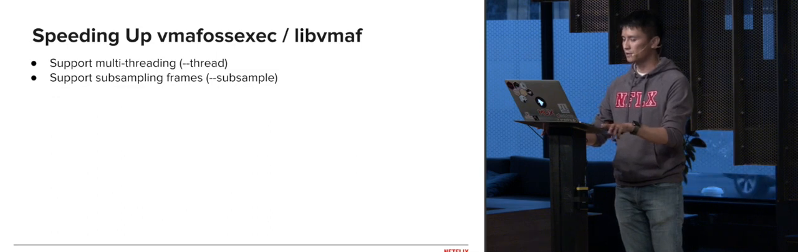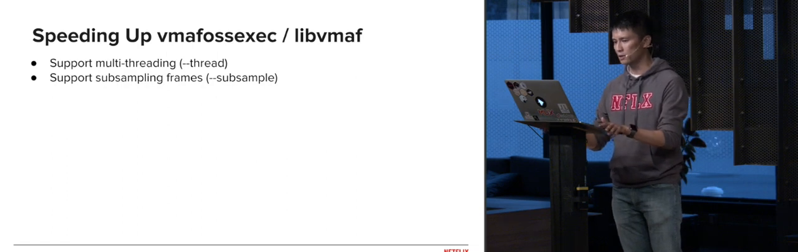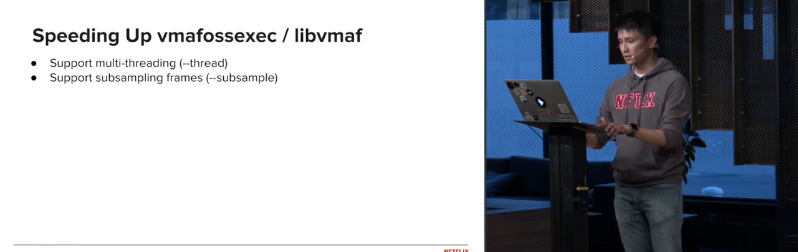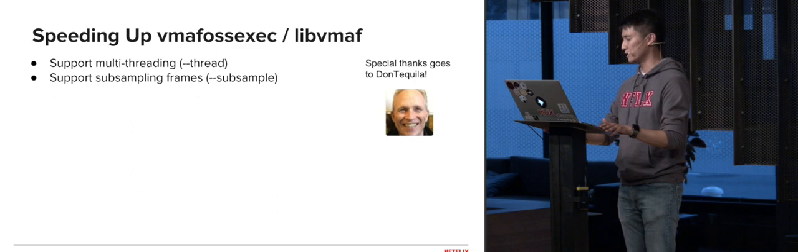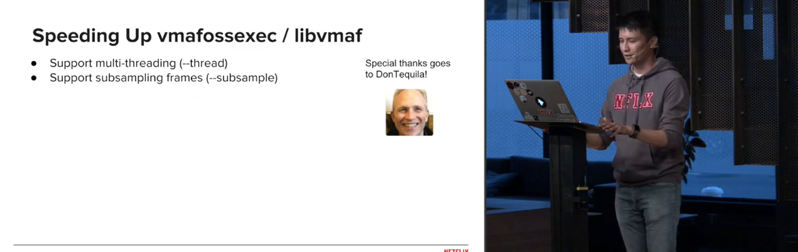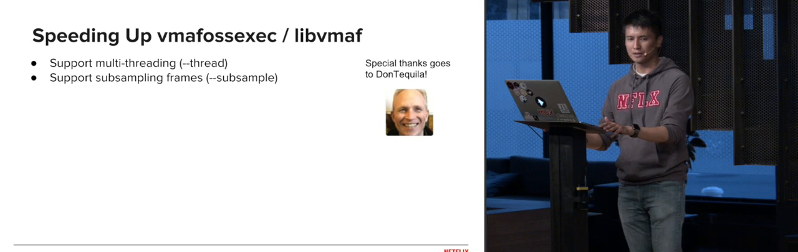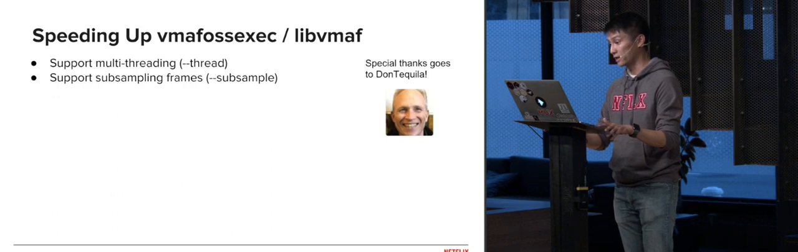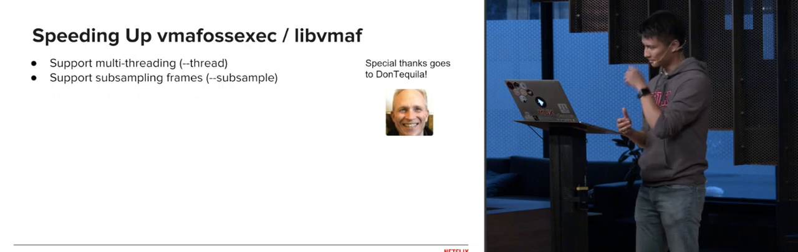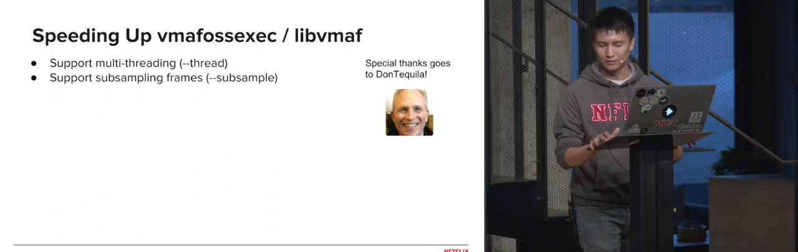So, speed up. We made this optimization for the VMAF executable and the libvmaf library. There's really not much to talk about except that we added a multi-threading feature. The credit has to go to this guy, one of our open source contributors. We have enabled multi-threading in our production, but we haven't gotten to the time to make it available in the open source package. So Don Takila jumped in to help us out.